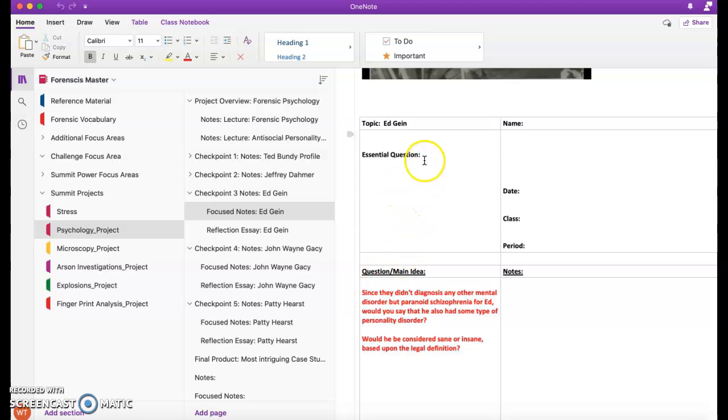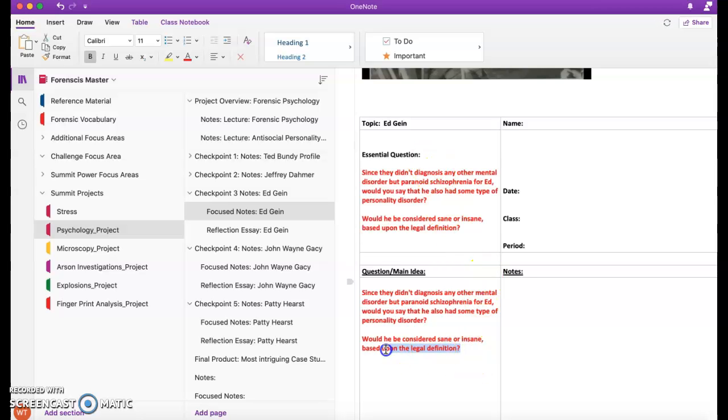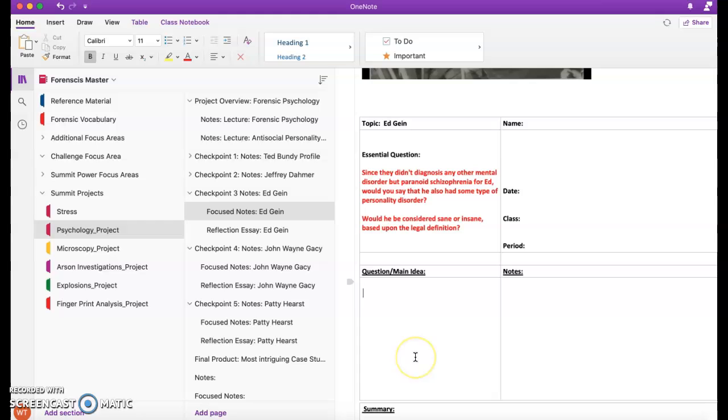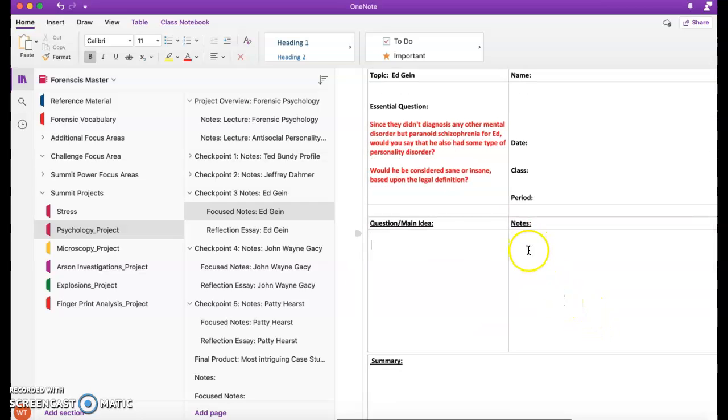The essential questions here that you should be attempting to answer on this will be the following. Since they only diagnosed him with paranoid schizophrenia at the time, and remember this was in the 40s and 50s, would you also be able to see that he possibly had a personality disorder? And if he did, what was it? And would you also, based upon legal definitions of insanity, classify him as sane or insane based upon the evidence that you collected here?